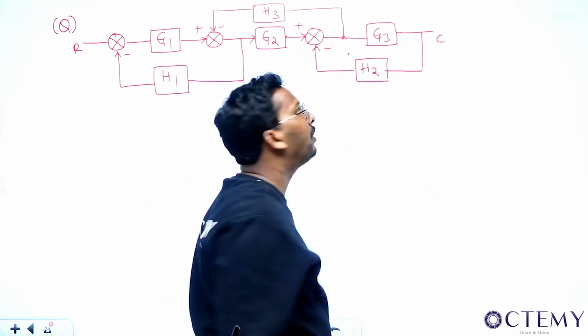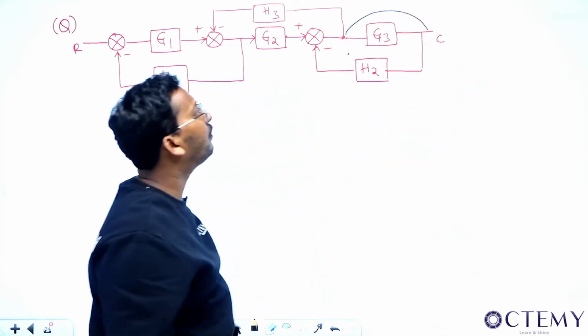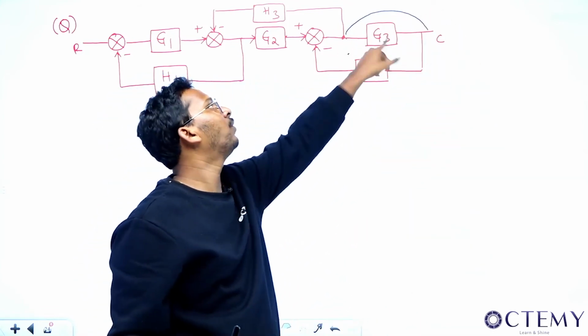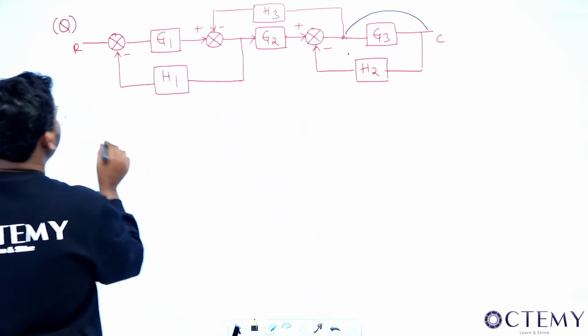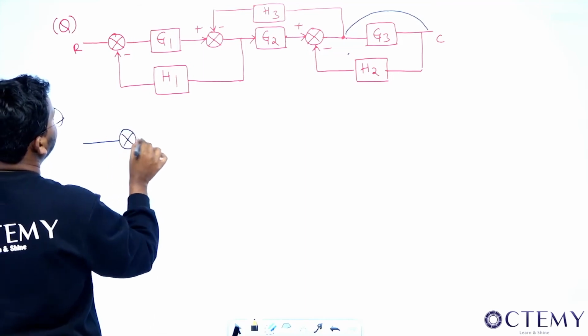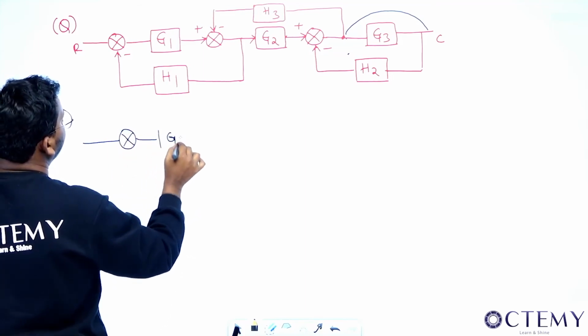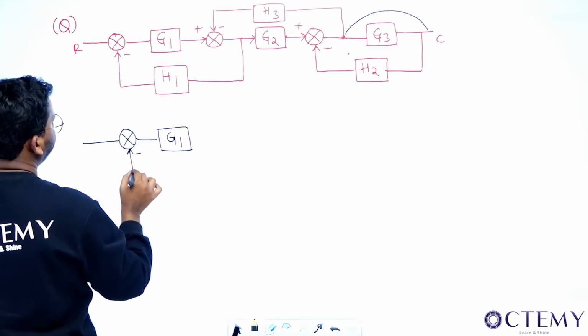So, what is the better way to do it, sir? Move it from here to here. So, if you are moving it, this is the block, from before to after you are moving. So, divide. Whom will you divide? That fellow you will divide. So, what will be the solution? It will be like this. This will remain as it is. This will become G1. This will be your H1 with a negative sign.